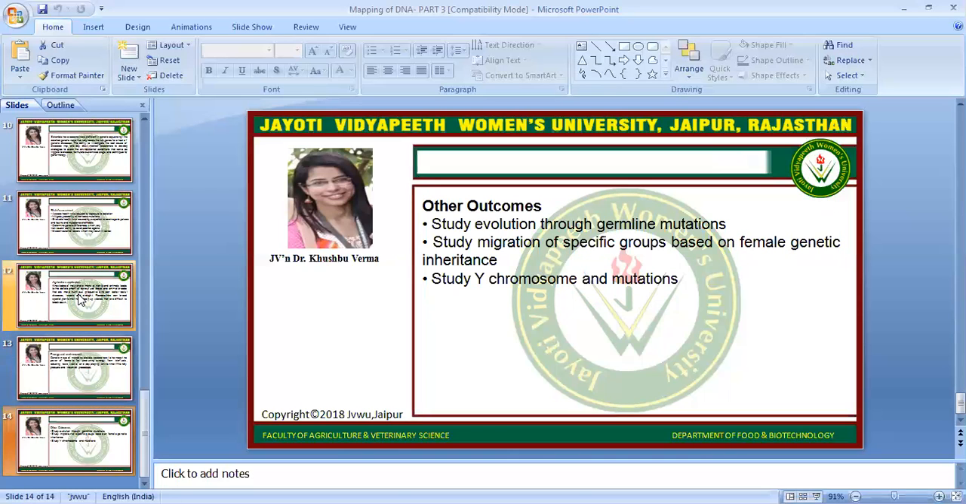If we discuss other outcomes of genetic mapping, it helps in the study of evolution through germline mutation. It helps in the study of migration of specific groups based on female genetic inheritance. It helps in the study of the Y chromosome and its mutations.